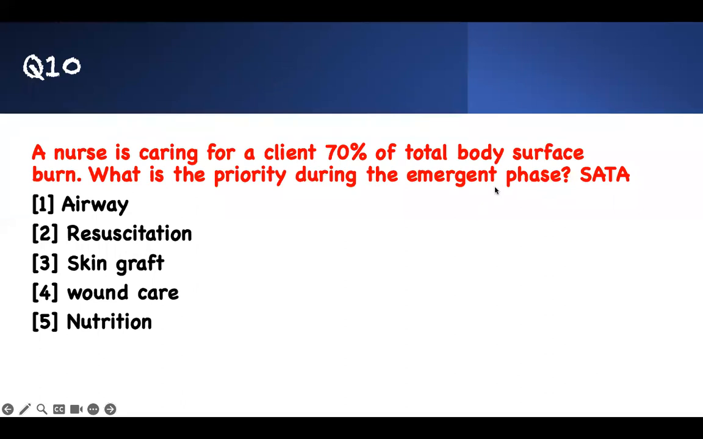What is the priority during the emergent phase? Select or apply. A nurse is caring for a client with a 70% total body surface burn. Which one is important in the emergent phase? Emergent, we have acute, and in the late stage, basically where we have the reconstructive stage. That's all we're doing for that stage.